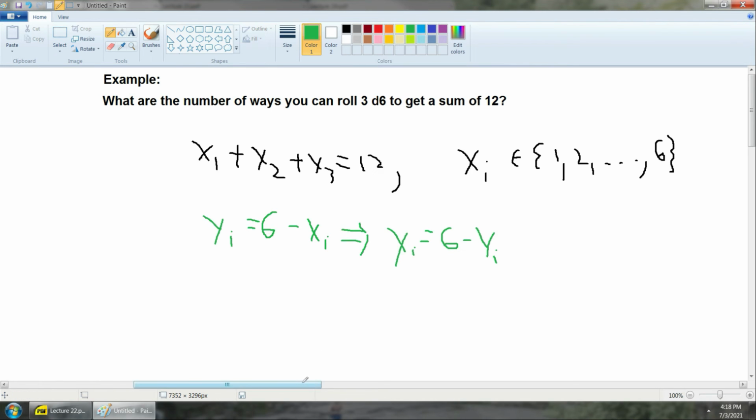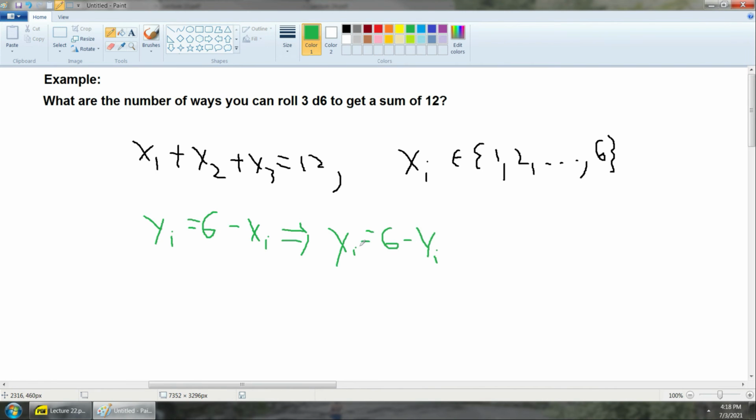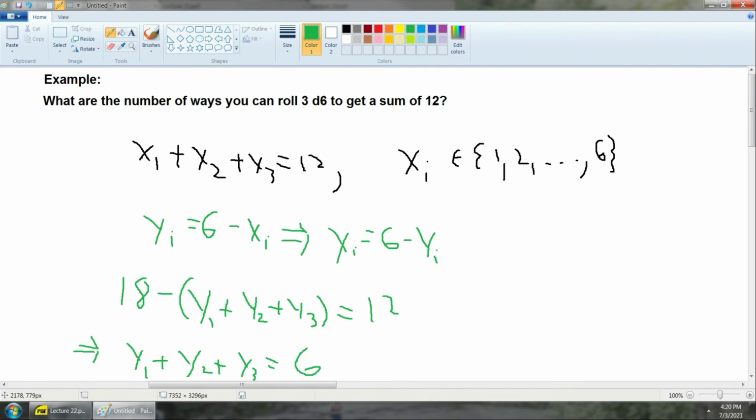Okay, so from here, what else can we notice? Well, if I'm going to do this type of transformation, I want to plug this into here and see what the new equation is. And I also want to use the fact that x sub i is in this domain to find my new domain for y sub i. So let's do both of those processes real quick. Plugging this in, I'm going to get 6 minus y1 plus 6 minus y2 plus 6 minus y3. If I simplify that a bit, I have 6 plus 6 plus 6, so that's 18, minus y1 plus y2 plus y3, and all of that will be equal to 12. Now simplifying this, I can rewrite this equation as follows. So I've changed this constant here from a 12 to a 6 by doing this transformation.